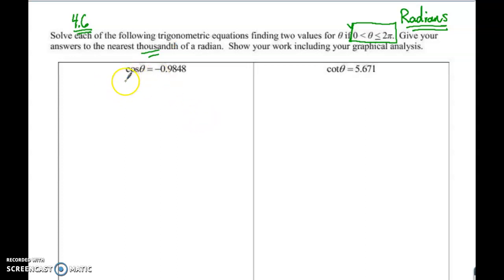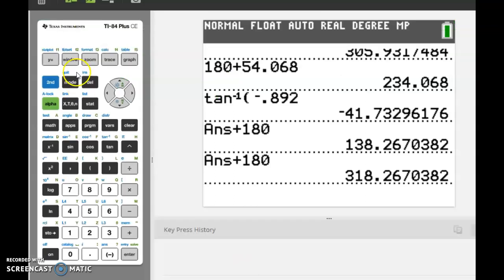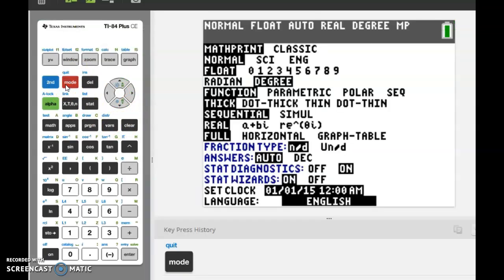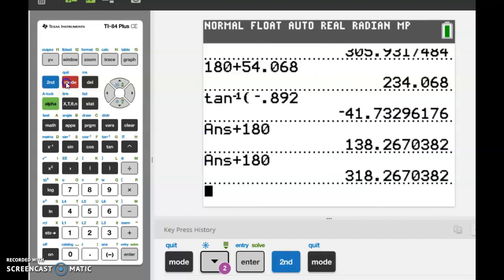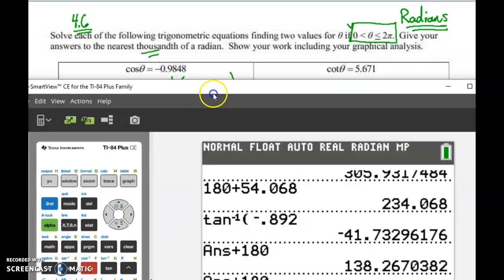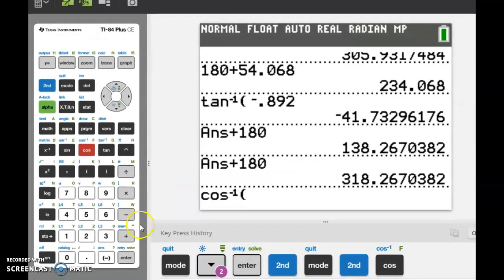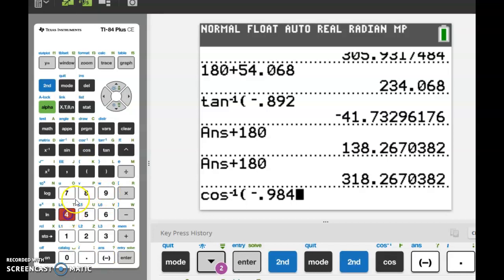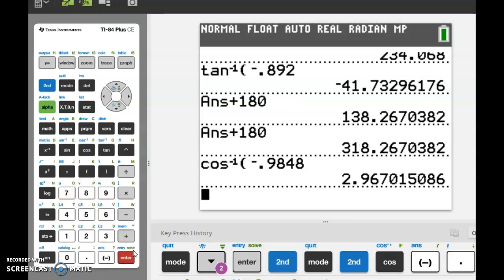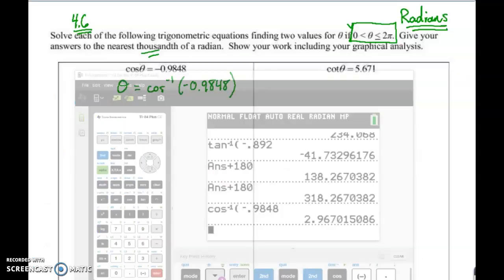But just like in previous problems, we'll solve for theta by doing inverse cosine, and you can type in this number. The issue, though, is that we need to change the mode in our calculator. So how do we do that? Well, let's go to mode, change it from degree to radian, hit enter, and then quit out of this. So now when you hit second cosine to do the inverse cosine, I already forgot what the numbers were, negative 0.9848. We get an answer of about 2.967.